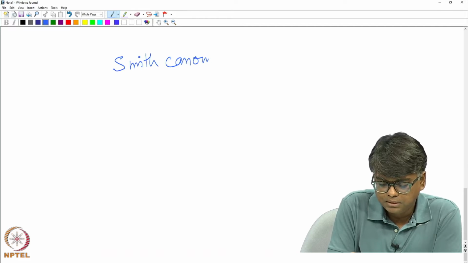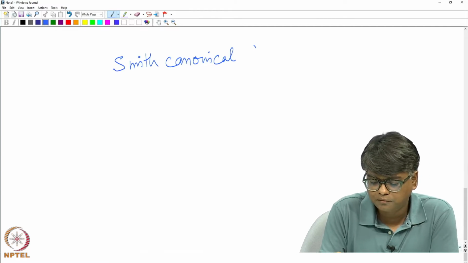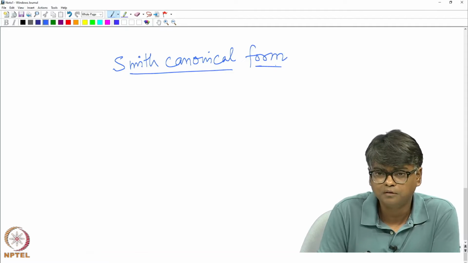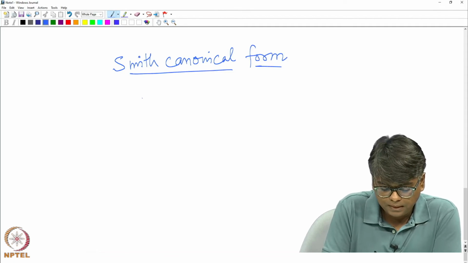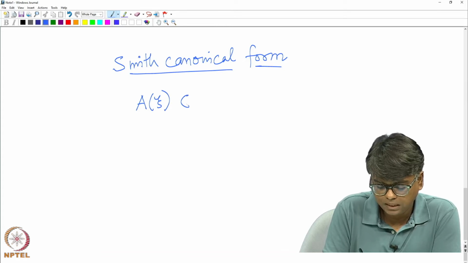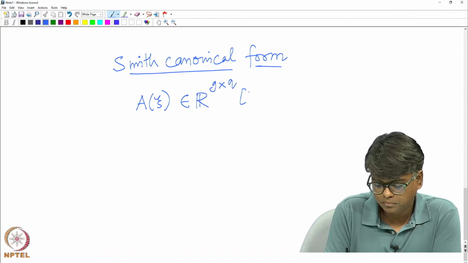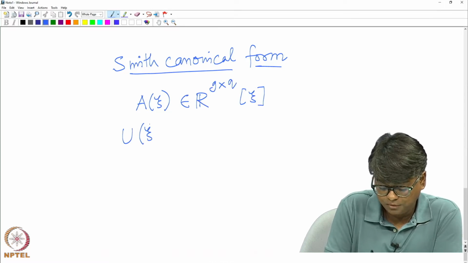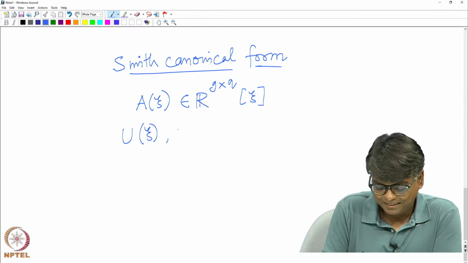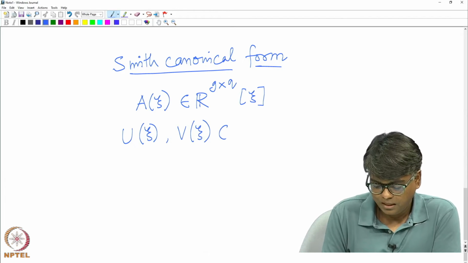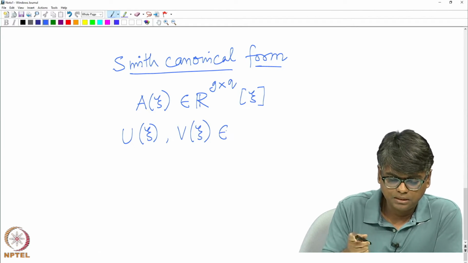What we needed for this was actually not the full Smith canonical form, but a quasi Smith canonical form, where we said that given any matrix A psi of size G cross Q, it is always possible to find orthogonal, not orthogonal, sorry, my bad. Here we do not talk about orthogonal matrices, we talk about unimodular matrices. Sorry, I need to fix the sizes as well.